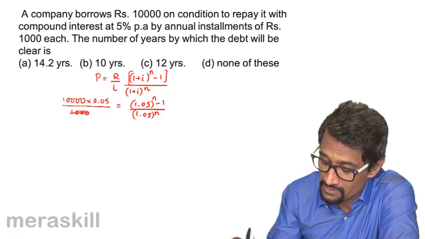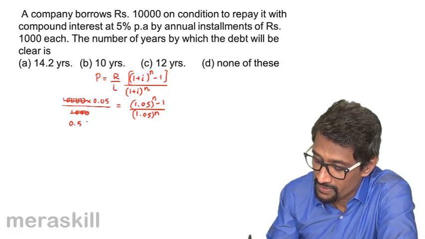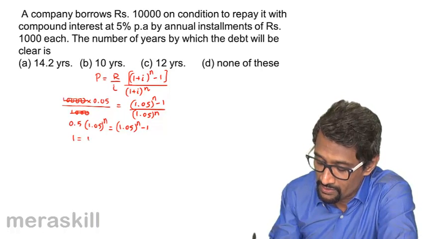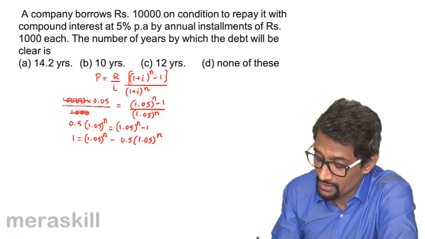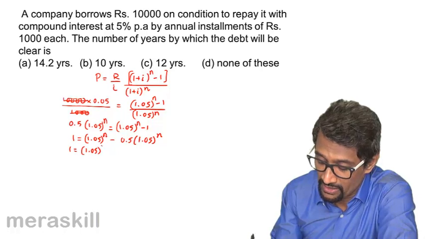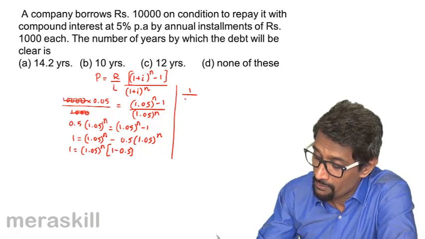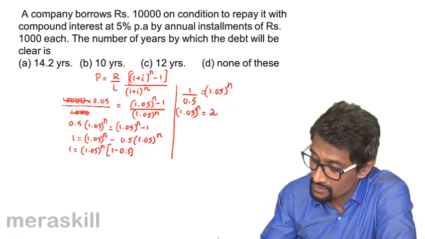So let's calculate this. This turns out to be 10 into 0.05, which is going to be 0.5. Cross multiply: 1.05 raised to n is equal to 1.05 raised to n minus 1. You can take 1 this side and this side, and you get 1 is equal to 1.05 raised to n minus 0.5 into 1.05 raised to n. Here you can take 1.05 raised to n common. You get 1 minus 0.5. So ultimately 1 upon 0.5 is 1.05 raised to n. In other words, 1.05 raised to n is 2.